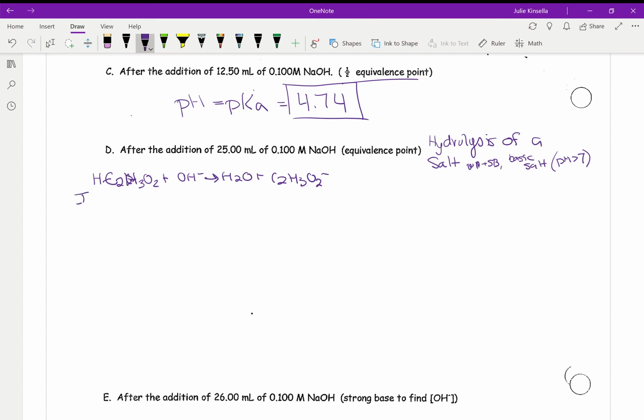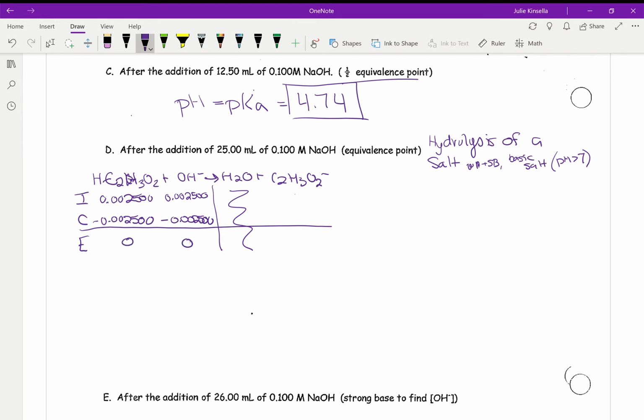Okay, now I know from my earlier calculation how many moles I had, which was 0.002500 moles. So I know that at my equivalence point, those have to be equal, and you could calculate that out if you needed to. So I'm going to be doing 0.002500 minus 0.002500 to get 0 and 0. And then over here, sorry, I should have put in 0 for its conjugate at this point in time.